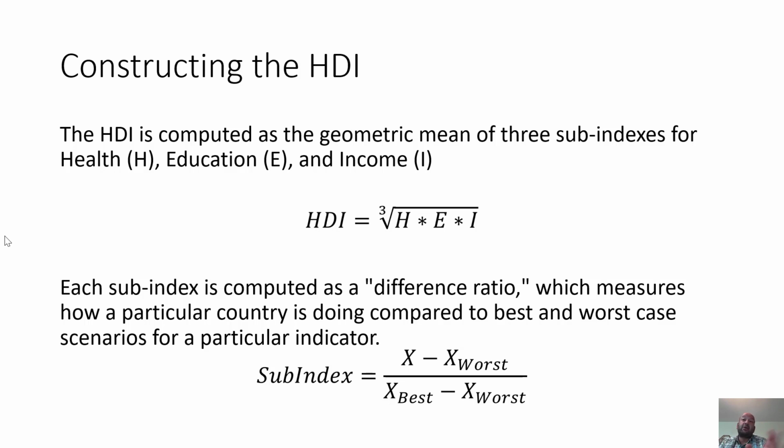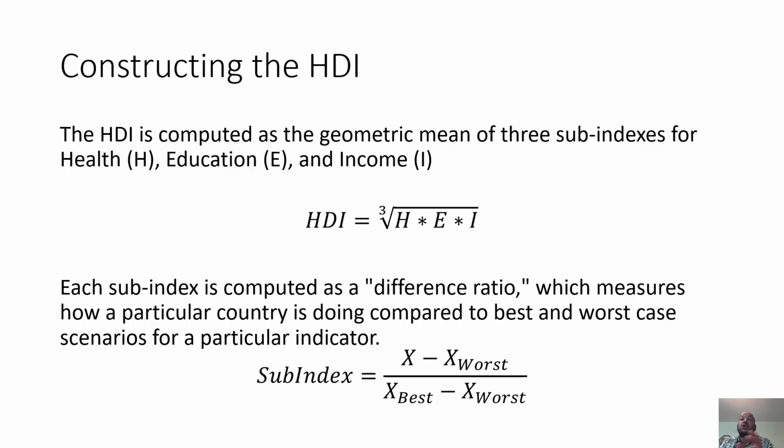So it's a little bit different from an arithmetic mean where you add them up and then you divide by the total number that you're adding. Here you multiply them together and then you take the root up to the total number that you're multiplying together. So in this case, we have three sub-indexes, and so we take the cube root of that product.